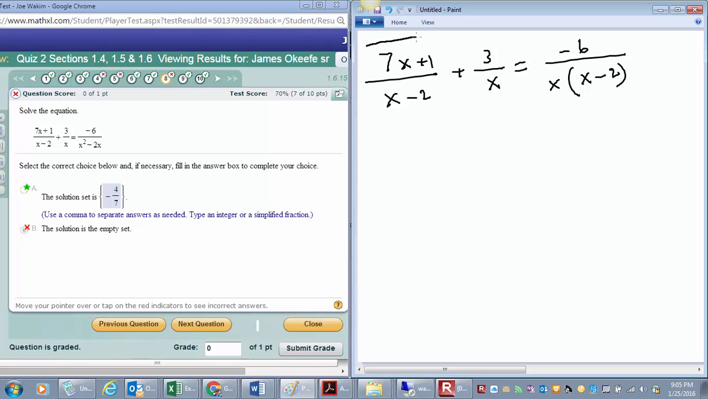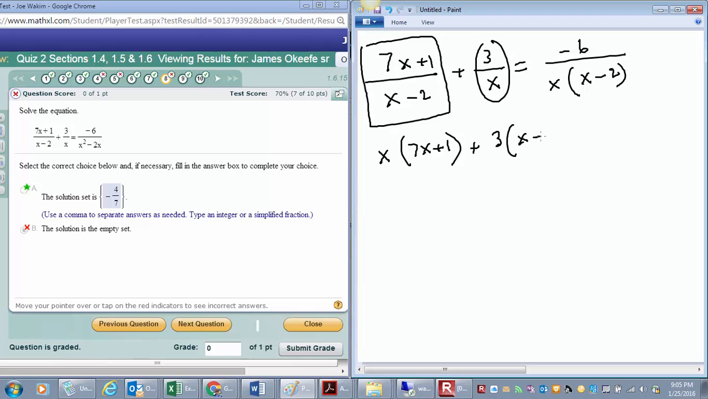If you multiply the first by x times x minus 2, the x minus 2 will cancel, and so we end up with x times 7x plus 1. If you multiply the second fraction by x times x minus 2, the x will cancel, and we end up with 3 times x minus 2. On the right side, if you multiply everything by x times x minus 2, they will cancel, and you just end up with negative 6.